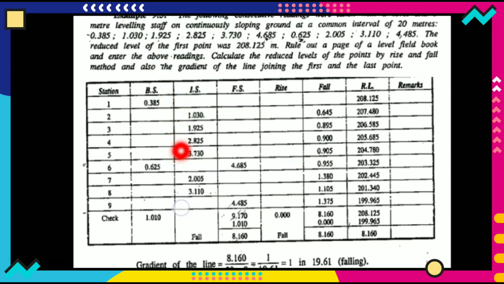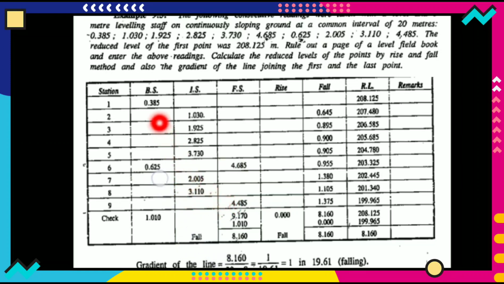1.925, 2.825, 3.73. After that 4.685 is written in foresight, because after this reading the readings are going to reduce. Okay, so that reading will be in foresight. After this reading 0.625, because here backsight and foresight are taken simultaneously, that point is our change point. After this reading, these two readings are written in intermediate sight and the last reading is written in foresight.